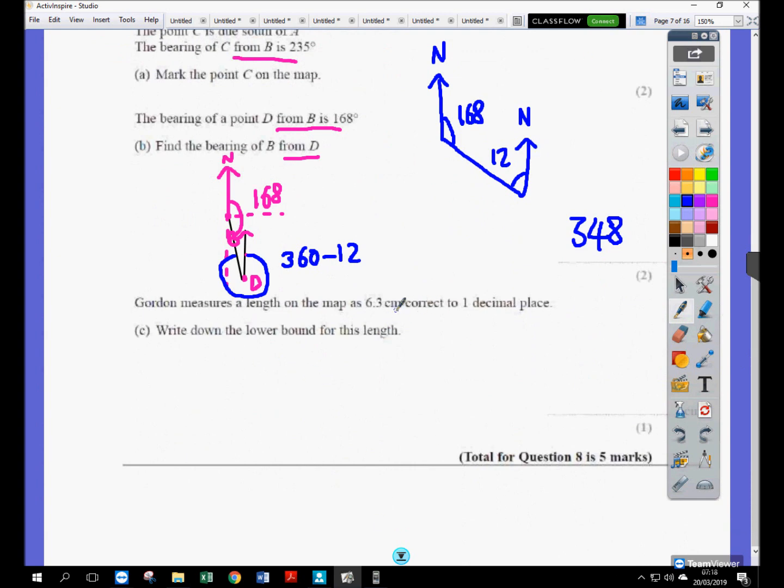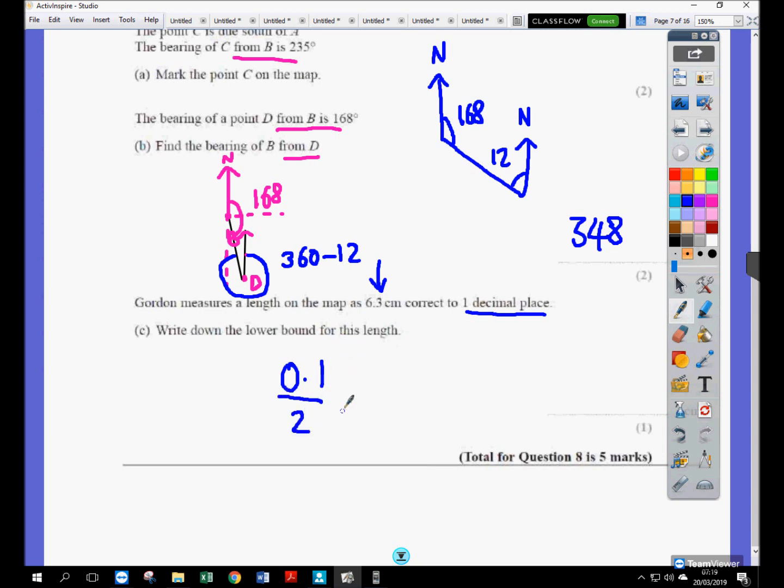The next question: 6.3 has been rounded to one decimal place. If it's been rounded to one decimal place, we're interested in the 10th column, and the 10th column is worth 0.1. If you're trying to work out the lower and upper bounds, you look at the value of the column. The value of the column is a tenth, or 0.1.